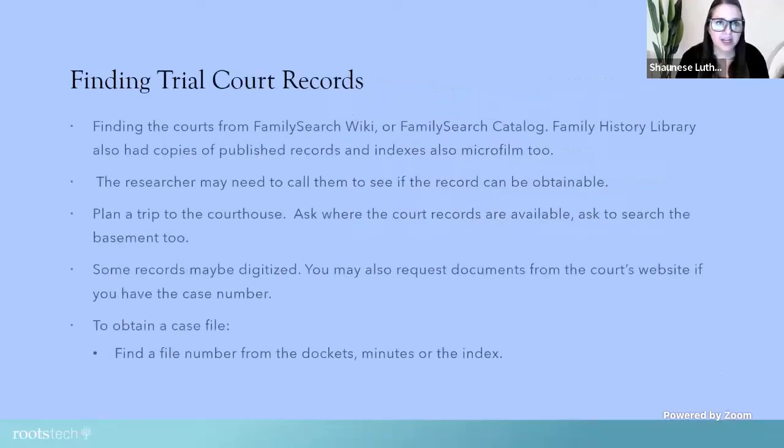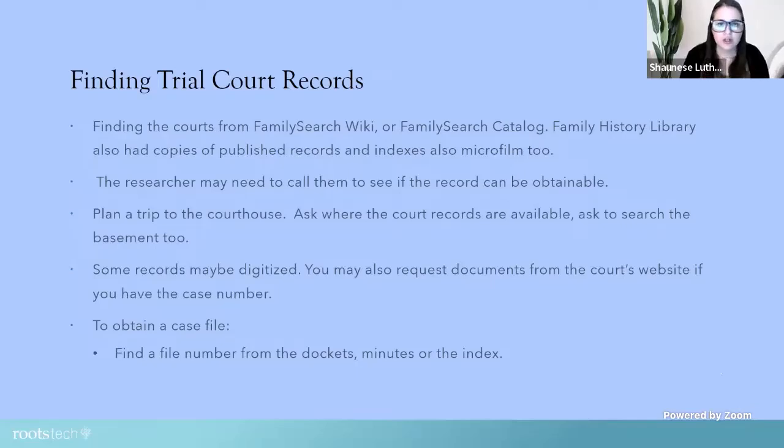Then to find trial court records, use FamilySearch Wiki and FamilySearch Catalog. I forgot to update my slide, so it's not Family History Library anymore. It's the FamilySearch Library. It also has copies of published records and indexes on microfilm too.